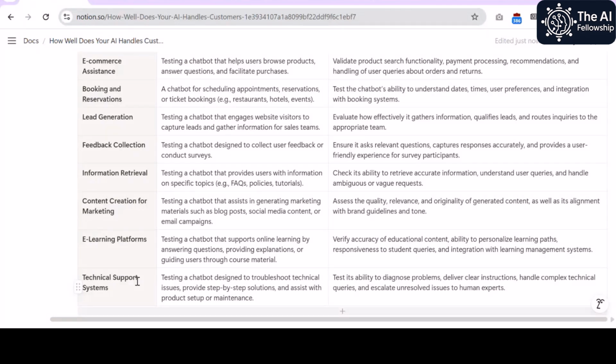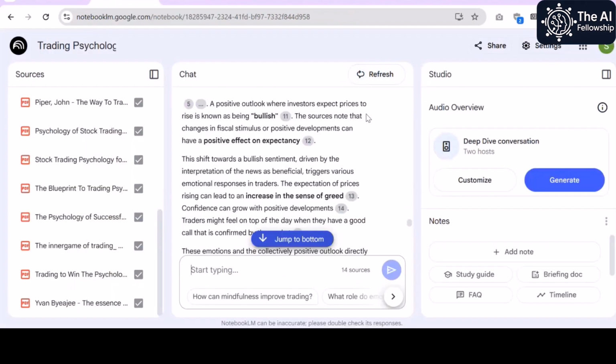But there is a challenge. NotebookLM has not yet exposed its APIs. You can interact with it only through this interface. There are workarounds, and some people have tried them, but a lot of people like me are waiting desperately for when they will release their APIs.